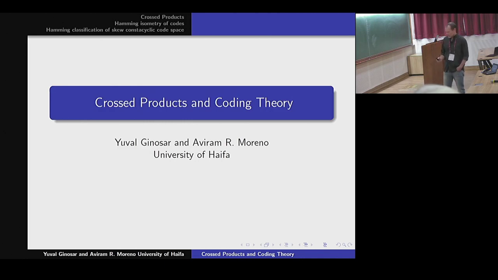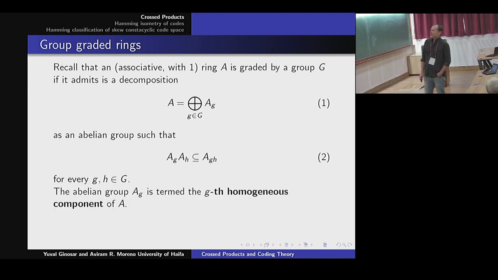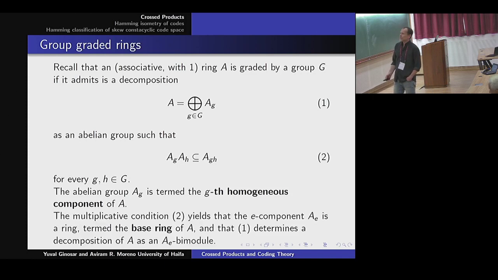So a little introduction about cross products. First, group graded rings. An associative ring A is graded by a group G if it admits this decomposition as an abelian group, as a direct sum of A_g. And the product satisfies A_g times A_h lies inside A_gh for every g and h in G. The abelian group A_g is termed the g-homogeneous component of A.